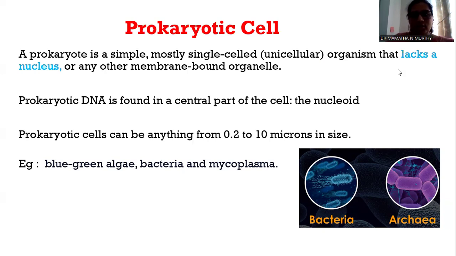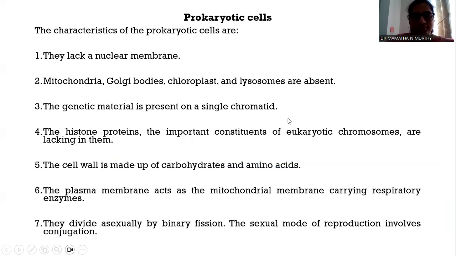The main categories of prokaryotes include archaea, bacteria and mycoplasma. The main characteristics of prokaryotic cells include the lack of a nuclear membrane and membrane organelles such as mitochondria, Golgi bodies, chloroplasts and lysosomes, which are absent in prokaryotes. The genetic material is present as a single chromosome without structures like the chromosomes found in eukaryotes. Histone proteins, which are the main components of eukaryotic chromosomes, are also absent in prokaryotes.